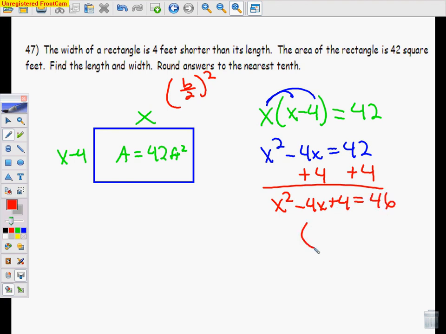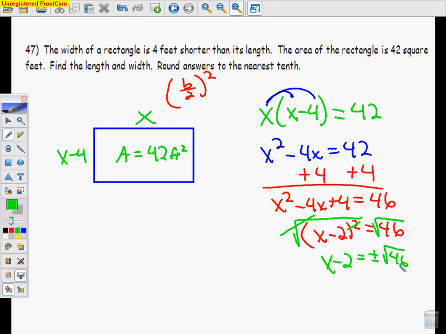Factor out the left perfect square trinomial. You get x minus 2 squared equals 46. And then we're going to solve this by square roots. So get rid of the squared by square rooting both sides. The square and the square root cancel out. So we get x minus 2 equals the positive and negative square root of 46.